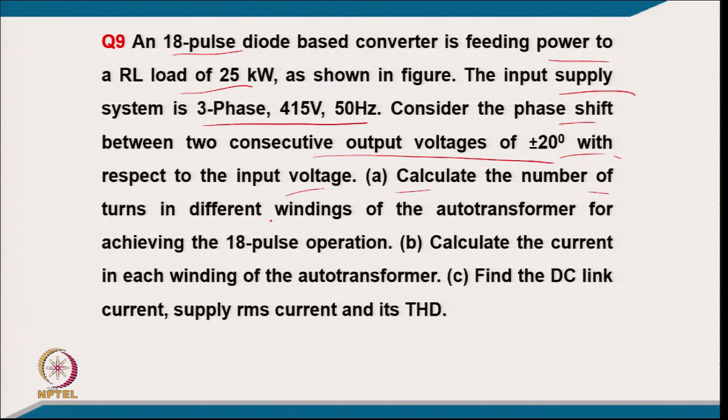A, calculate the number of turns in different windings of the output transformer for achieving 18 pulse operation. B, calculate the current in each winding of the output transformer. C, find the DC link current, supply RMS current, and its total harmonic distortion.